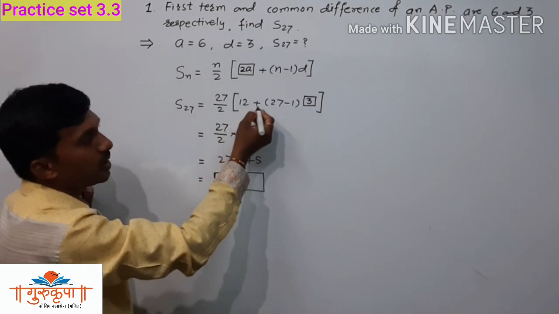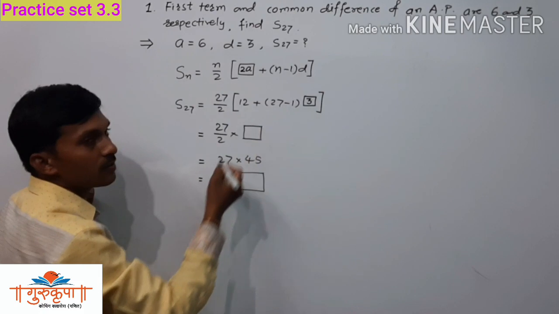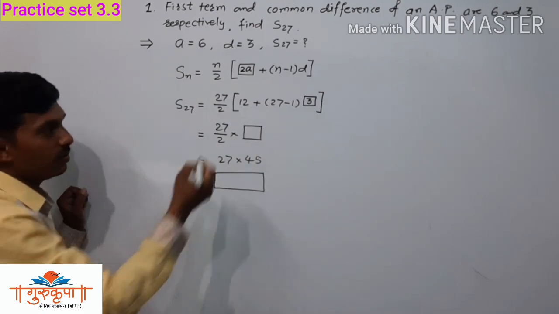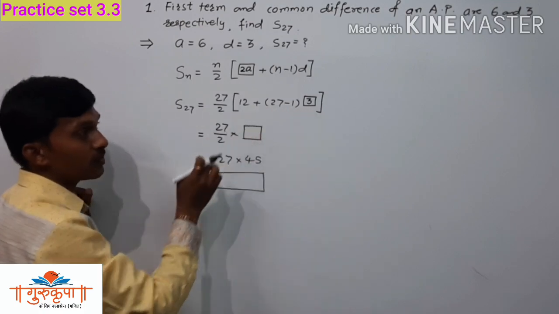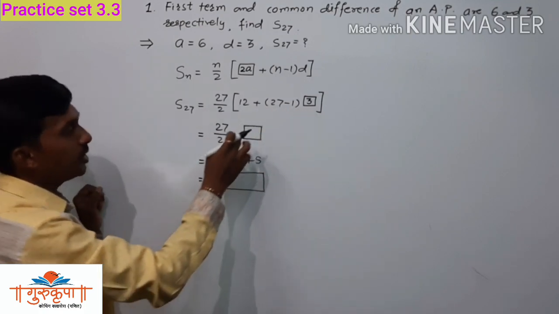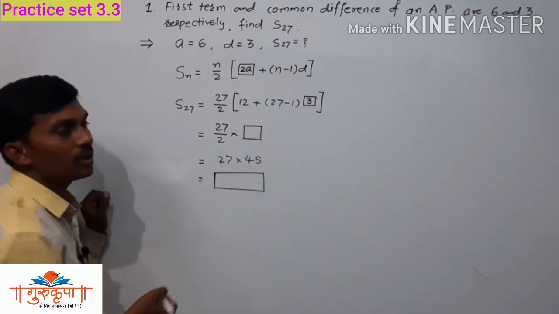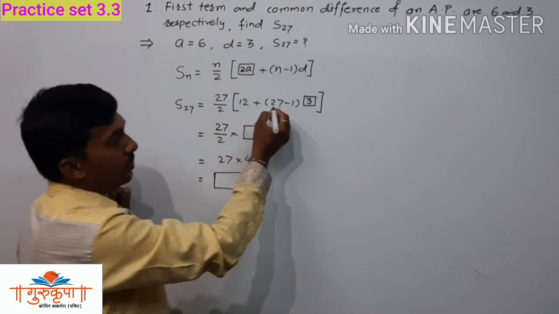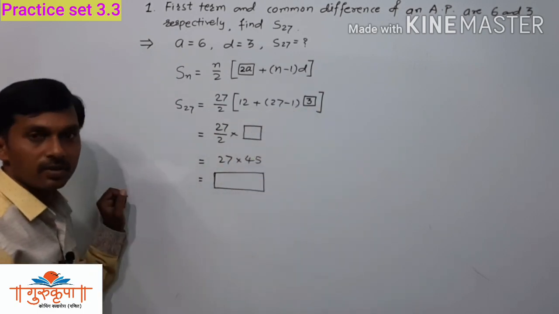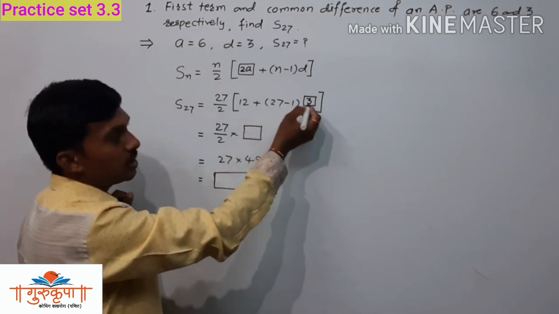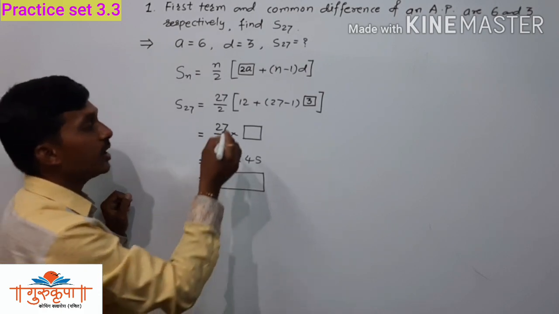Now we have to simplify this. This 12 plus 27 minus 1 into 3. Now we have to write the total calculations here. This is 27 minus 1, that is 26. 26 multiplied by 3 is 78. 78 plus 12, that is 90.